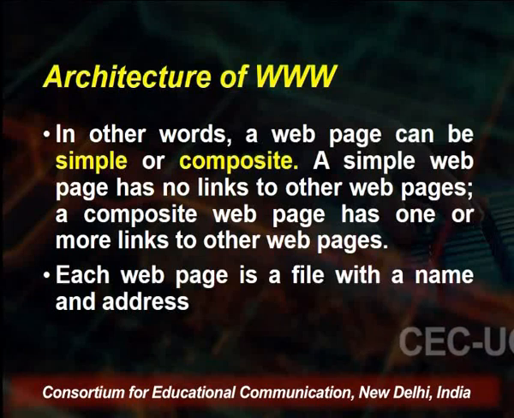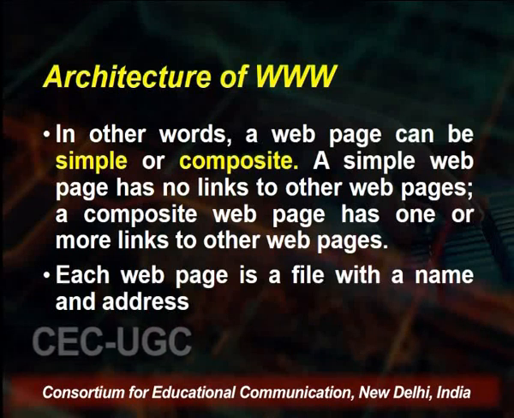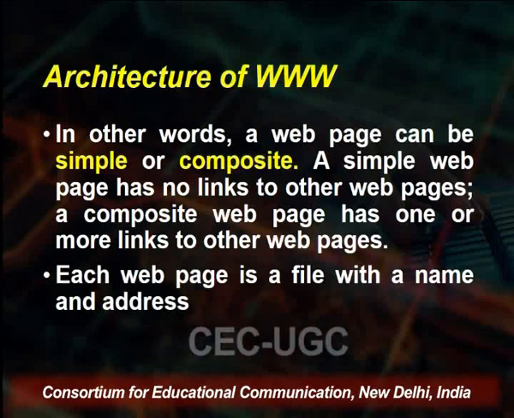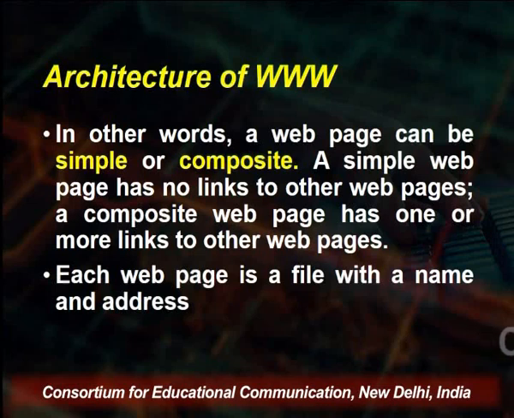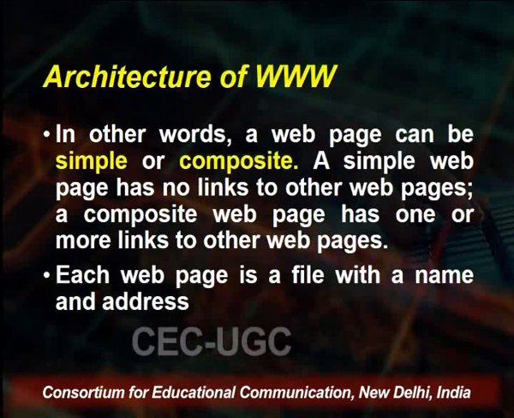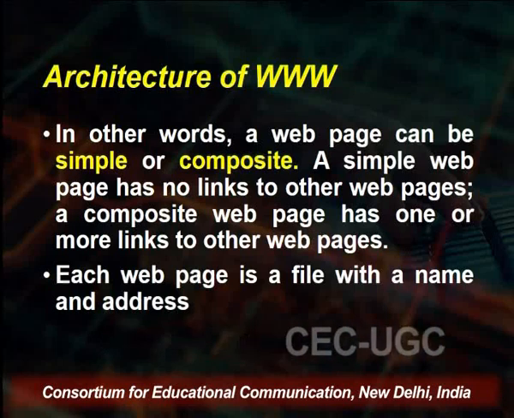A simple web page means that it has no links to other web pages, whereas a composite web page, of course, will have links to other web pages. And every web page is actually a file, and therefore it has a unique name and it has an address on the World Wide Web.